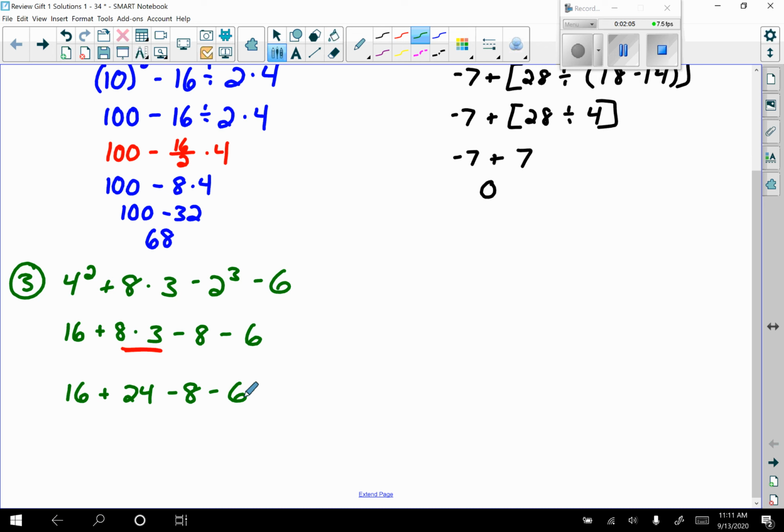You could do the next one step at a time here. So we could do 16 plus 24. That'll give us 40 minus 8 minus 6. 40 minus 8 is 32. 32 minus 6 will give us 26. So that's how we do the first 3 problems of order of operations.